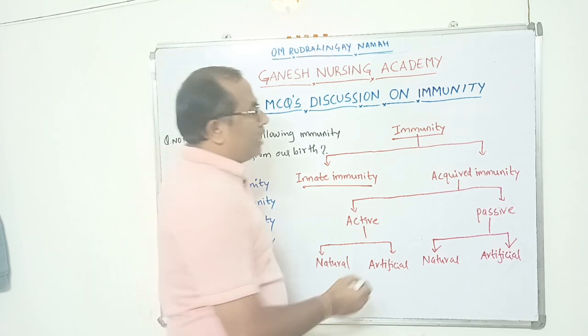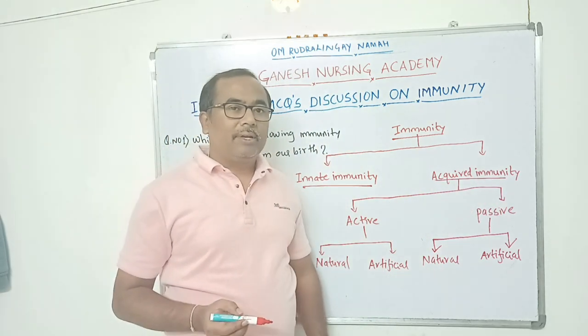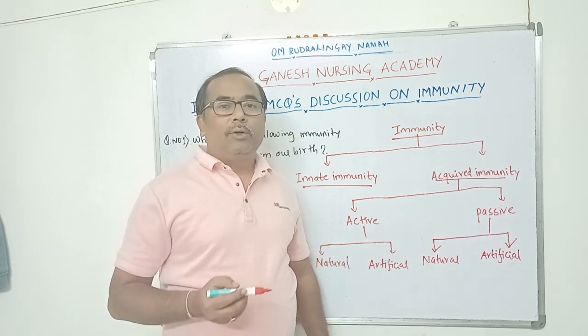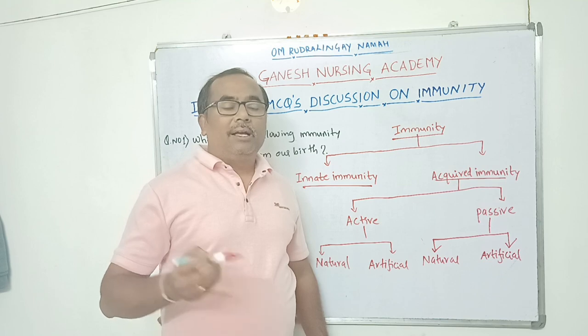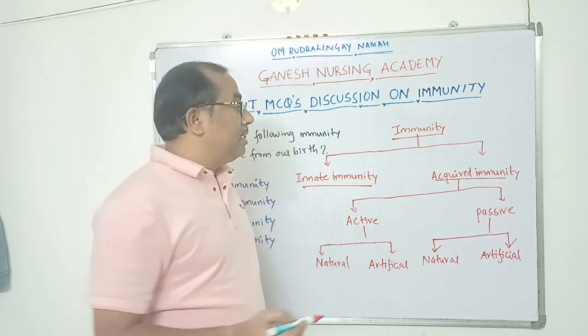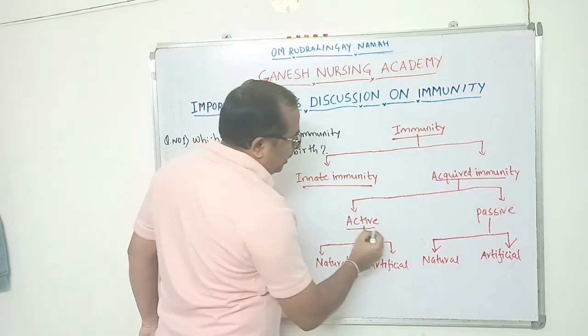And what is acquired immunity? Acquired immunity is a resistance or immunity that is developed over a period of time, during the lifetime. As we grow, we keep on acquiring immunity, so that is known as acquired immunity. This acquired immunity is again classified into active immunity and passive immunity.